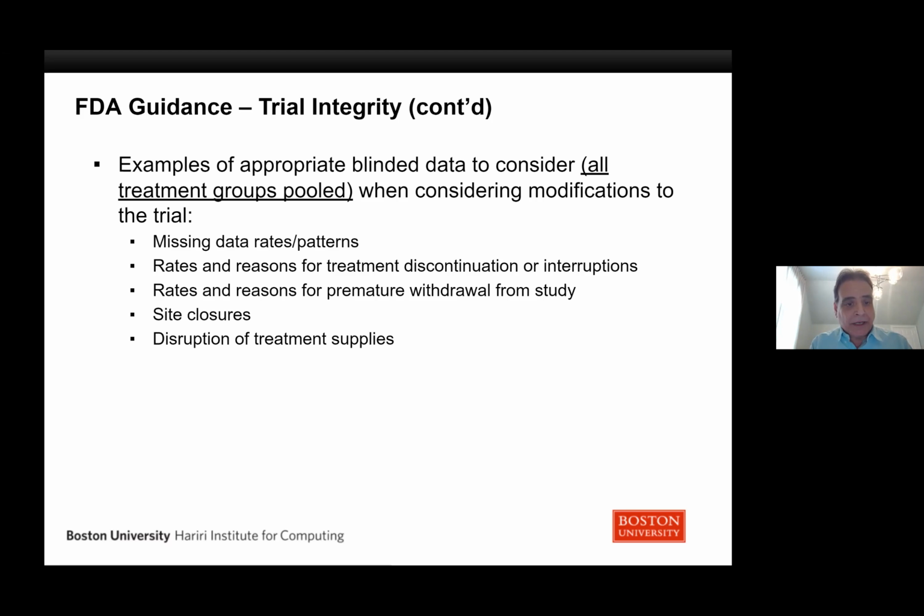Site closures and what has caused the site closures, and disruption of treatment supplies. So these are just examples of data that can be looked at in a blinded manner in order to help try to assess how ascertainment of the data and analysis of the data should change.